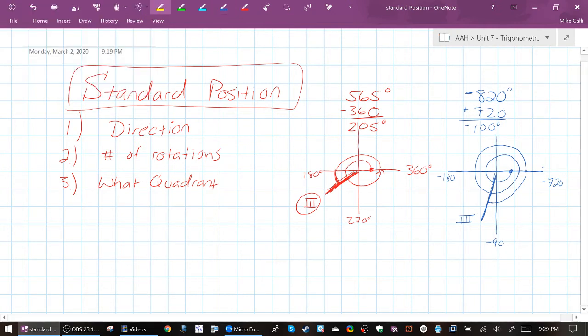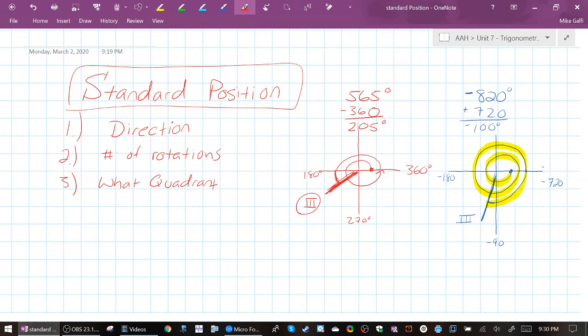Okay, so we can see everything again. It's direction. I can tell that I'm going in a negative direction because I started moving down. Okay, the number of rotations looks like 2. I went around this circle twice. And then I finished in what quadrant? I finished in quadrant number 3.